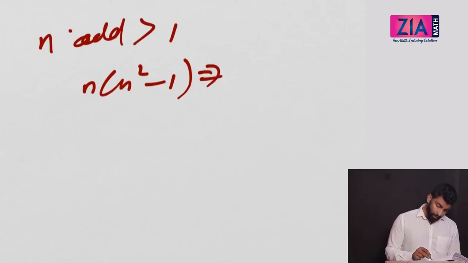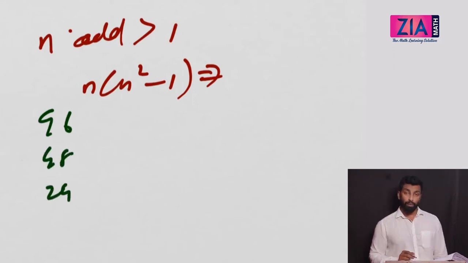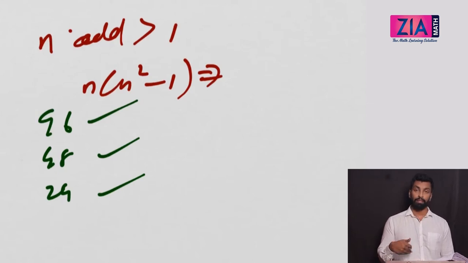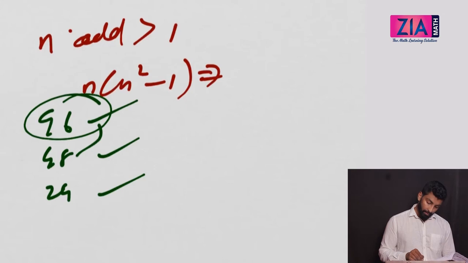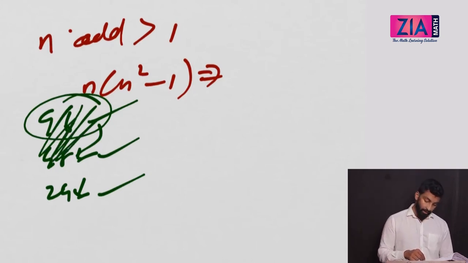Before that, let me tell you one thing. If you look into this option, first is 96, then 48, then 24, right? One thing that you need to understand is if it is divisible by 96, then it must be divisible by 48 and 24 because 48 and 24 are factors of 96. So more than one option is not possible. Directly you can eliminate these two. Now your answer is either 24 or none of these, right?